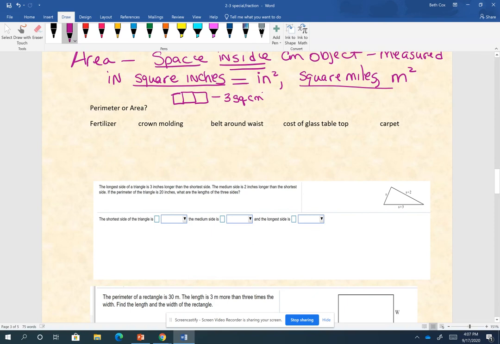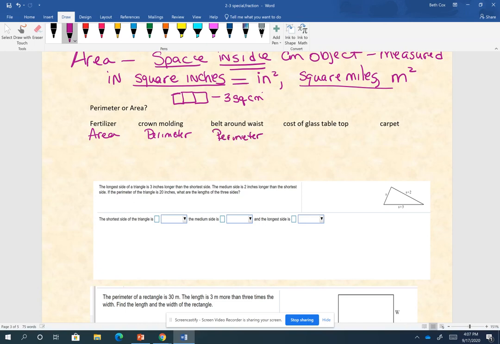All right, so the next thing we want to talk about is these concepts up here. Are they asking for perimeter? Or are they asking for area? Okay, so if you are spreading fertilizer over a field, this is a completely flat surface. This is space. This would be area. If you're putting crown molding up, that's kind of like a line. Crown molding is the little piece of wood that goes around the top of your classroom, the top of your room in your home. You could also have floor molding. It goes around the floor of the room. This is a perimeter. If you're putting a belt around your waist, it's kind of like a line. So this is perimeter.